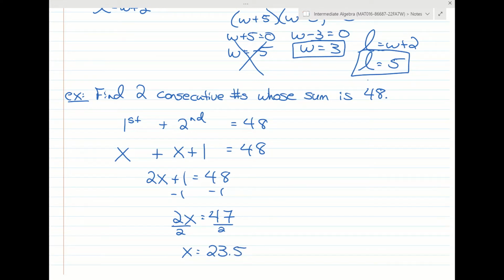So the numbers are a little wonky here. I mean, usually they're like whole numbers, but 23.5 would be our first number. And then the second number would be 24.5. If you were to add those together, you get 48.